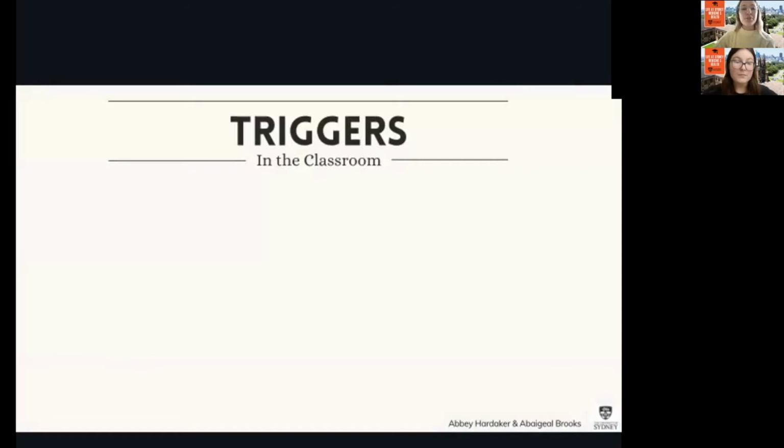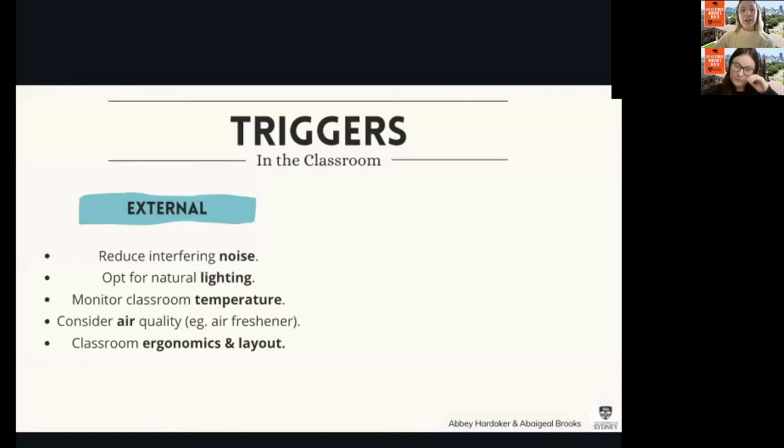Let's look at a range of potential triggers and consequences which could be modified in the classroom. Minimizing external triggers may include shutting windows to reduce outside noise, for example, if there's construction work outside or noise traveling from nearby classrooms, using natural lighting rather than artificial lighting, monitoring the temperature of the classroom depending on the outside weather, using air fresheners, and considering the general classroom layout, such as seating plans and the position of the board.